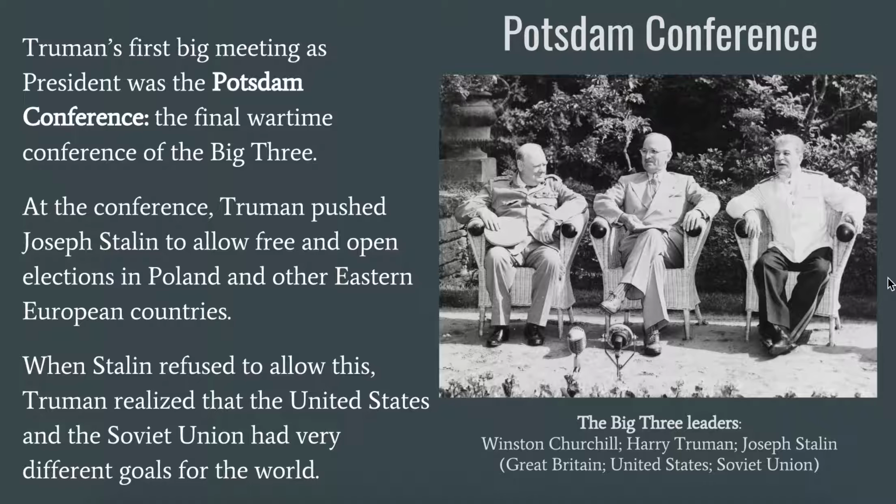And at this conference, Truman really pushed Joseph Stalin to allow the countries of Eastern Europe to have free, democratic, open elections. And Stalin wasn't really going for this. He had a different plan for the countries of Eastern Europe, and this is kind of when Truman realized that they had very different goals for the world, and they were probably going to face some struggles in the years to come as the leaders of the US and the Soviet Union.